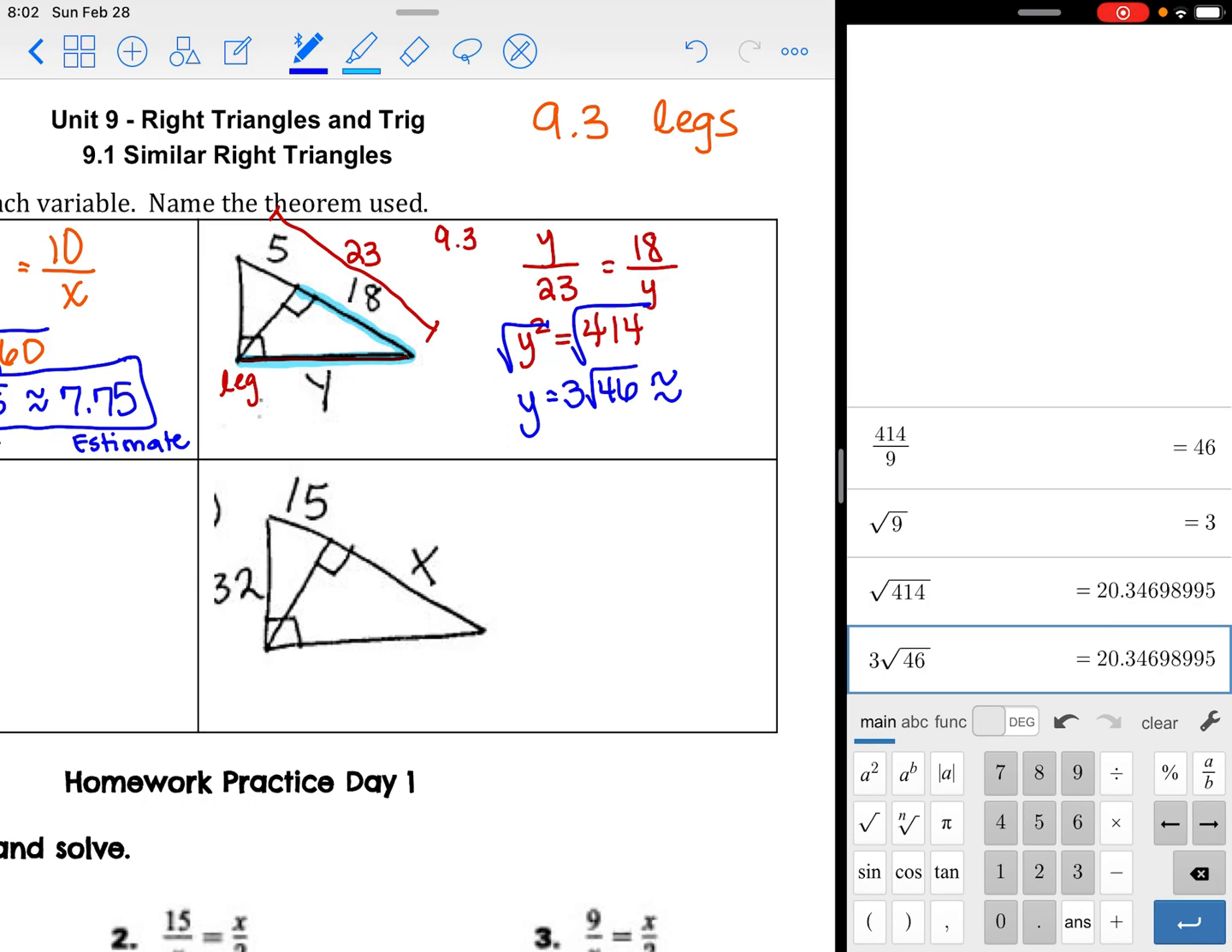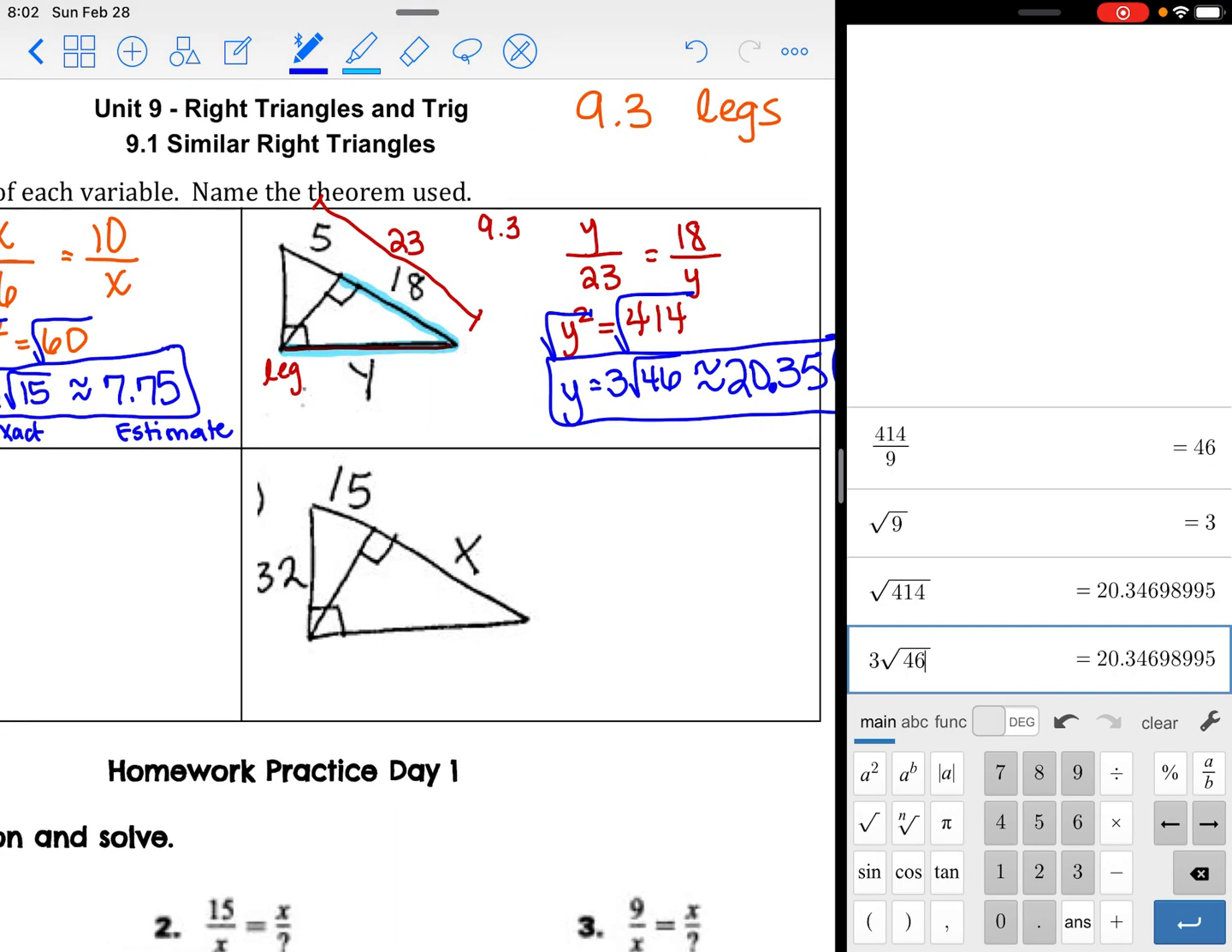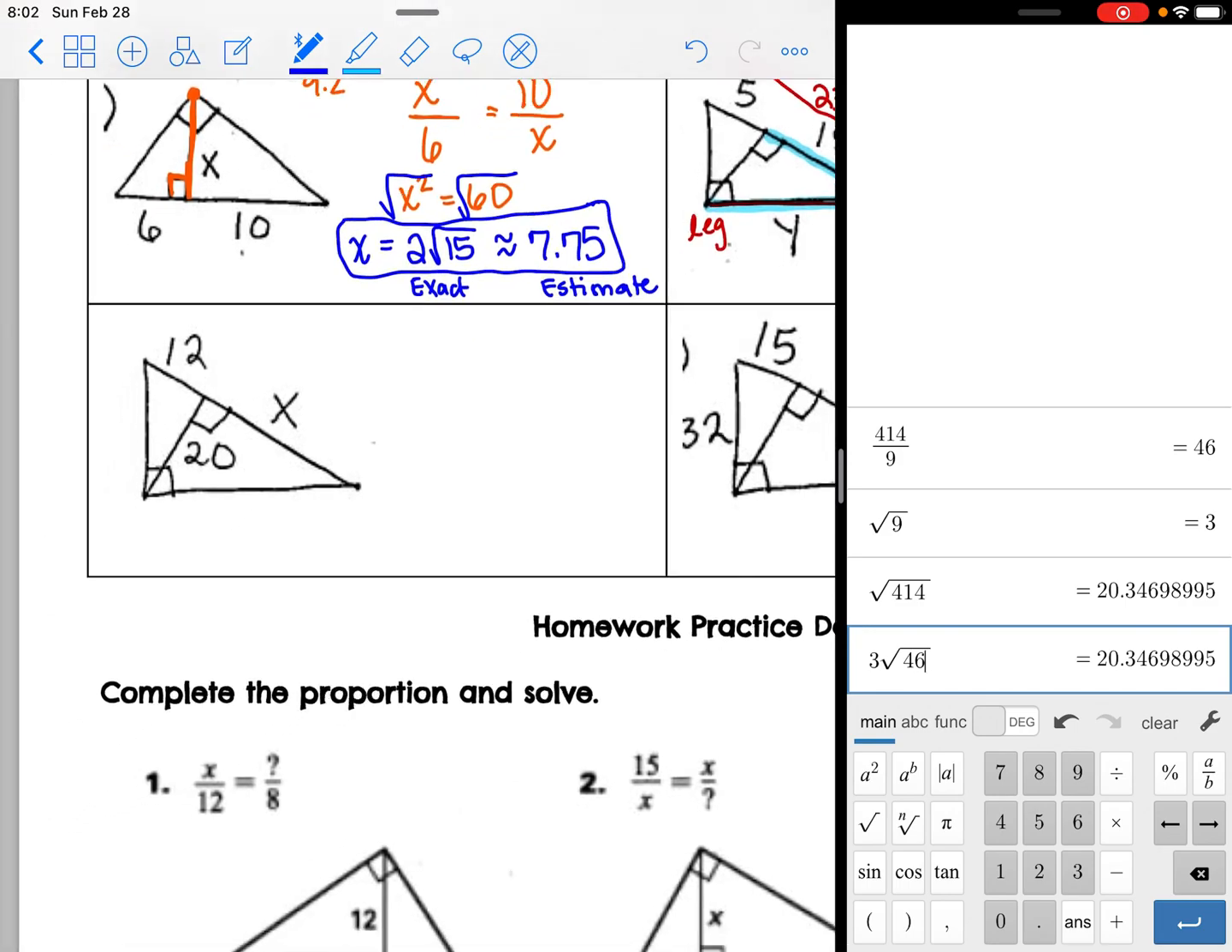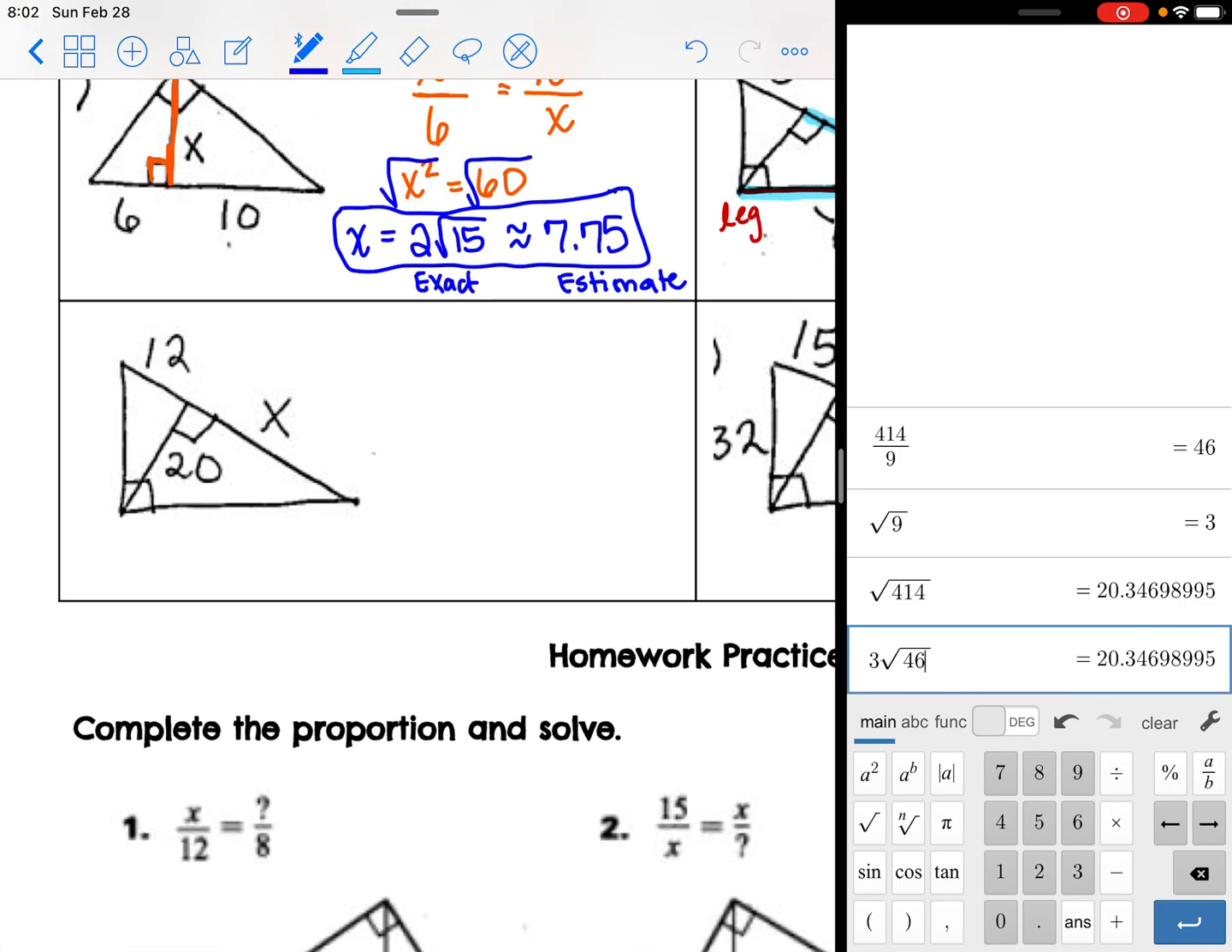So my estimated version, if I round to the nearest hundredth, will be 20.3. And then since that third number after the decimal point is more than 5, it'll round that 4 up to a 5. So 20.35. So depending on what your instructions say will help you figure out what you need.